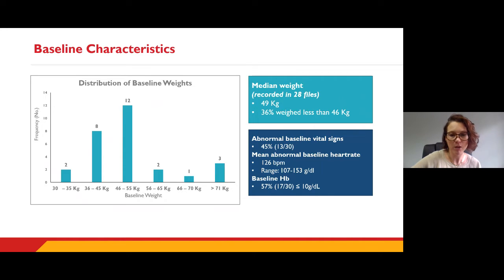We also noted a lot of people had a baseline hemoglobin that was lower, baseline anemia, with 57% having an HB below 10 at treatment start, which is in keeping with the fact that they were all diagnosed with TB, high rates of HIV co-infection, and high rates of malnutrition as well.